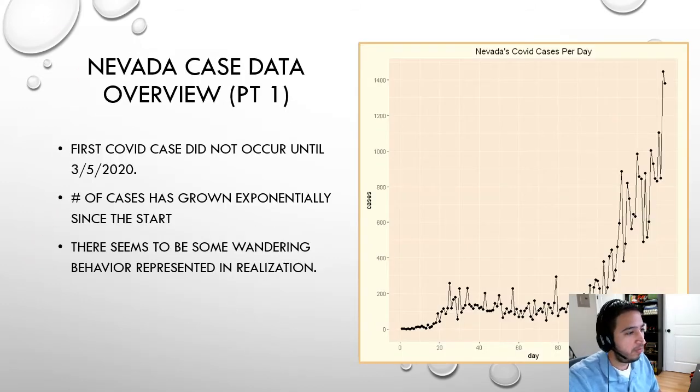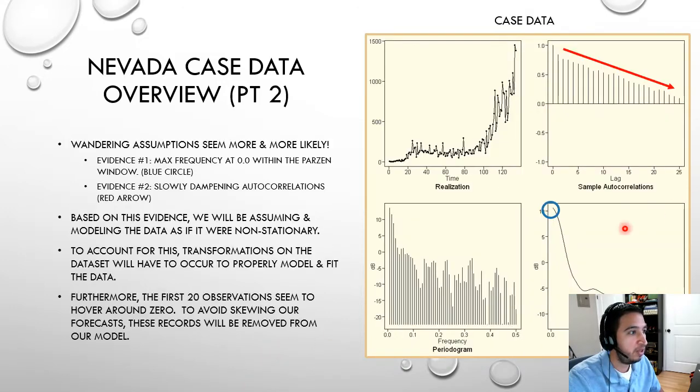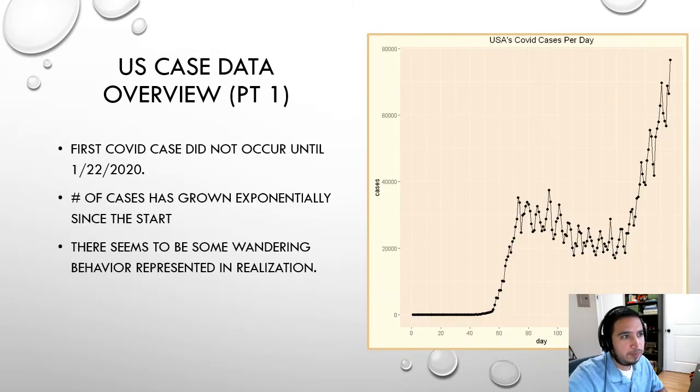So a little bit more on the Nevada case data. The first COVID case did not occur until March 5th, 2020. It has grown exponentially since the start, and there seems to be some wandering behavior represented in the realization. This is further pointed out by the sample autocorrelations with dampening autocorrelations, as well as the Parzen window with the max at 0. We will be assuming this is non-stationary, and we will do some transformations to model and fit the data. We've excluded the first 20 observations to not skew our forecast.